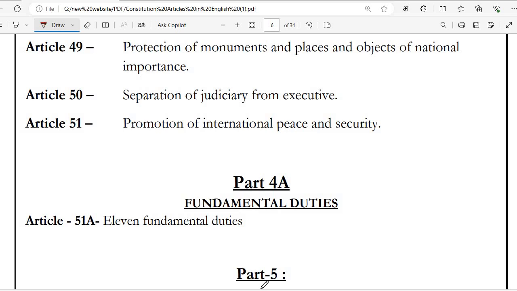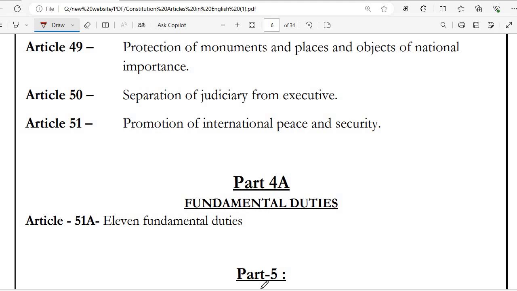Article 50, separation of judiciary from executive. The executive branch is separate, and the judiciary, under the Supreme Court, High Court and lower courts, works separately, so there is no matter of conflict with each other. Article 51, promotion of international peace, stability and security. From this article, India has derived its foreign policy, right?